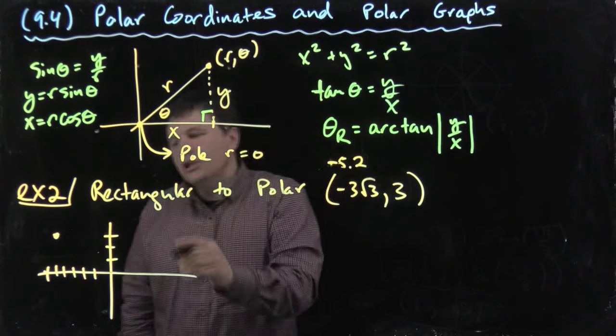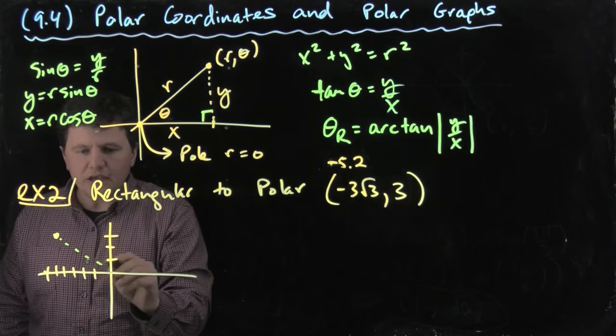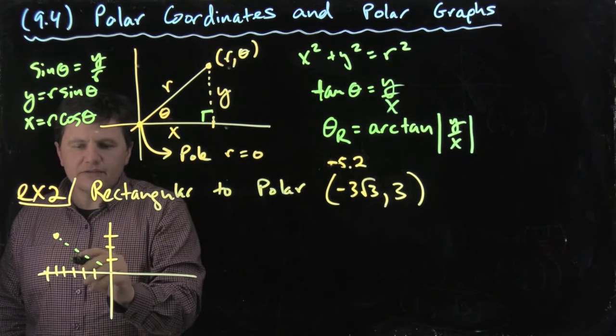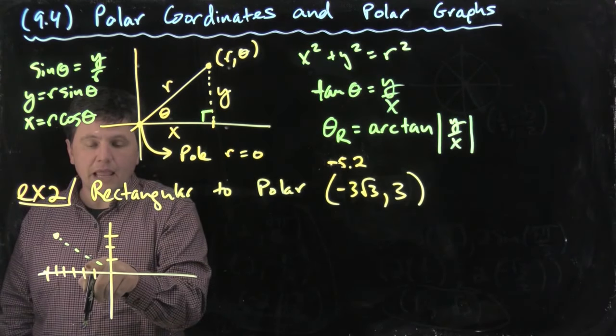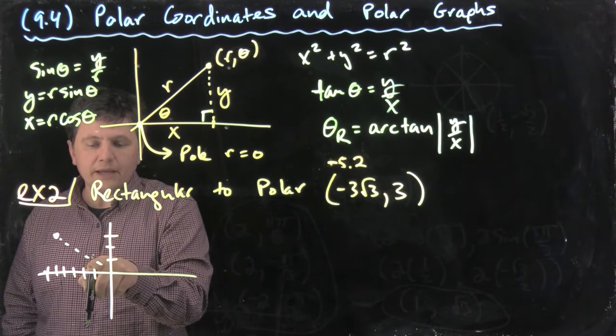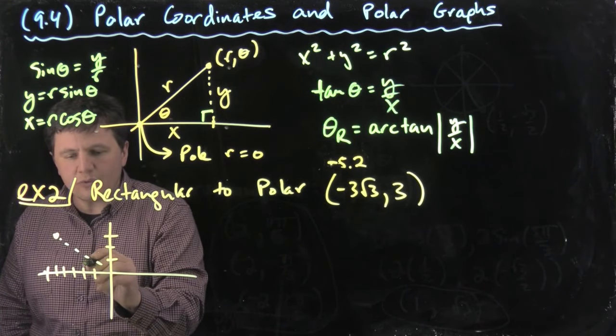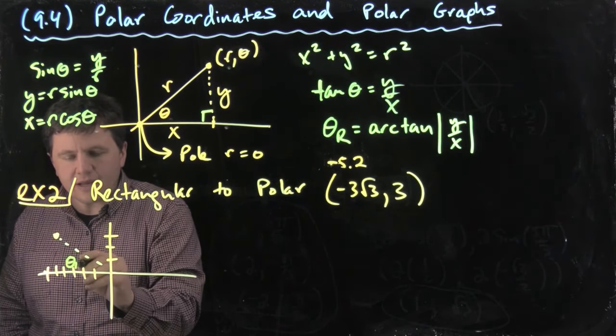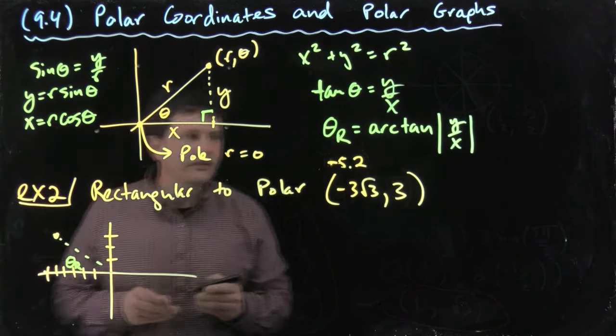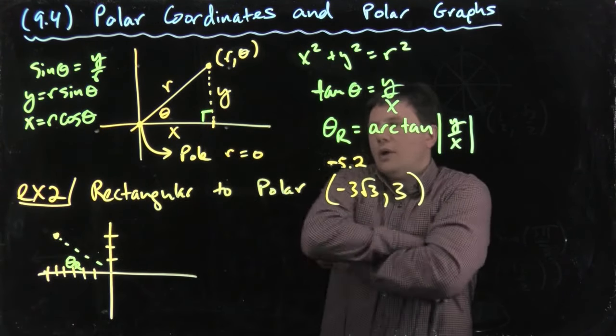And then from there, my reference angle is always going to give you the angle measurement between the ray and the x-axis. So this would be our theta sub r, or a reference angle, okay?